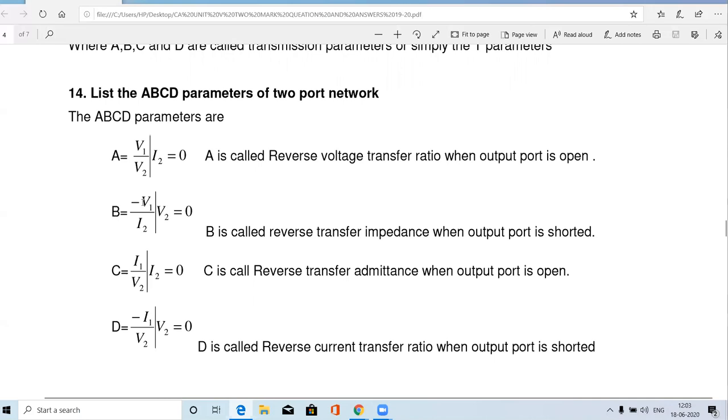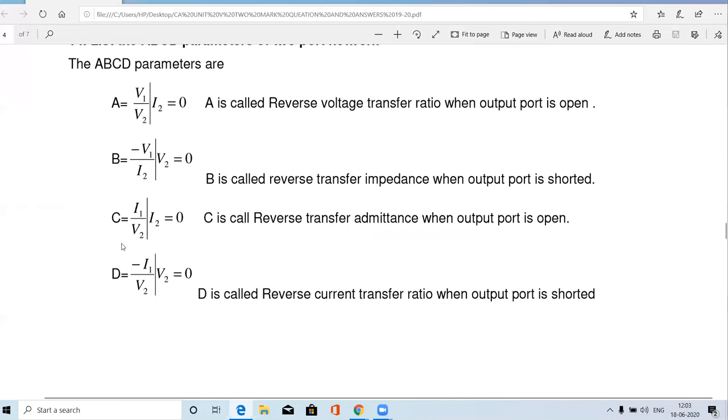And B is minus V1 divided by I2. So it is called the reverse transfer impedance. It's a voltage by current, so it's an impedance. And C is the current I1 by V2. It is a current by voltage, so it's an admittance, the reverse transfer admittance.